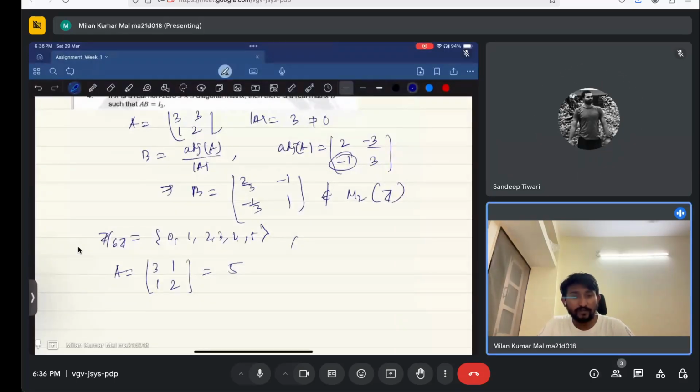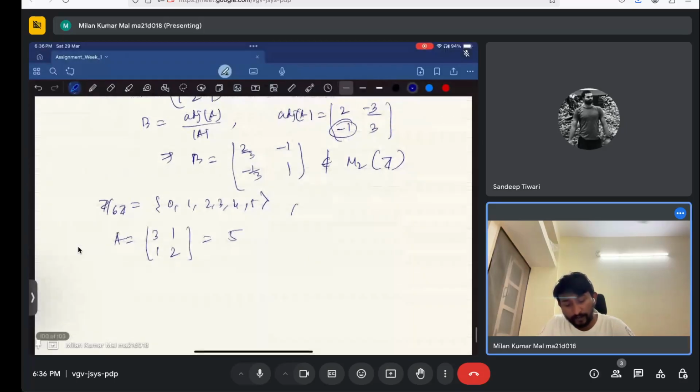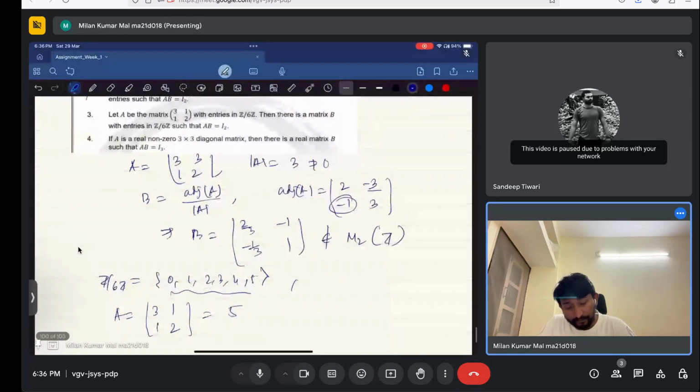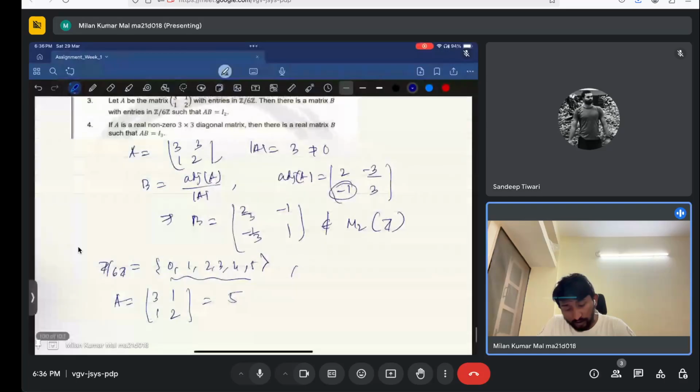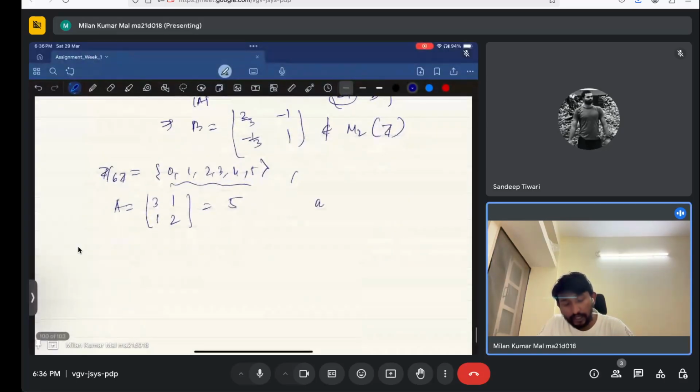It will be minus 1, but that is 5 again. In this scale, it is 5. Now the determinant is 5, so I think the same problem will happen. The adjoint of A is the same, 2 3 minus 1 minus 1. So I think the same problem will be there, right?